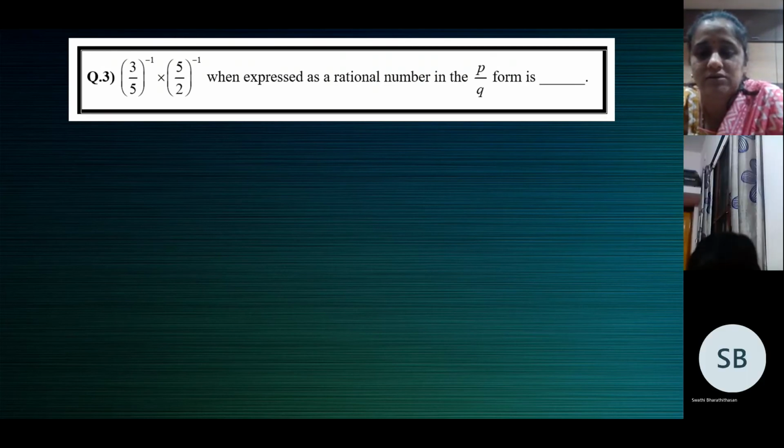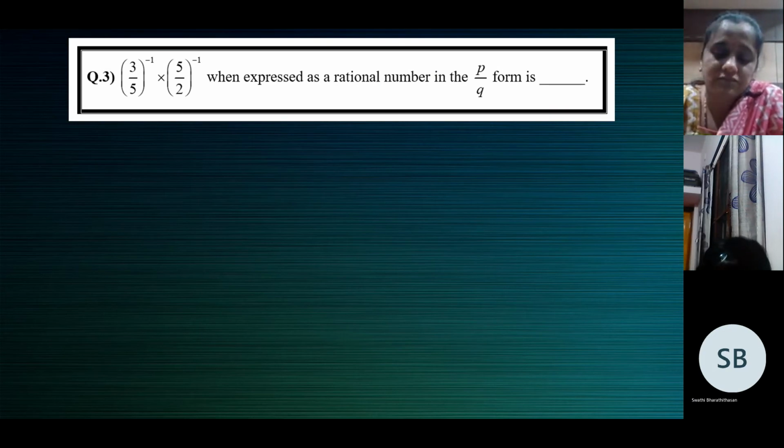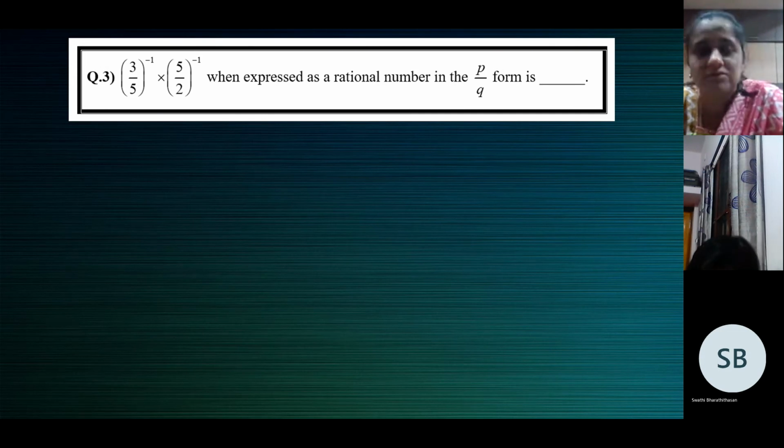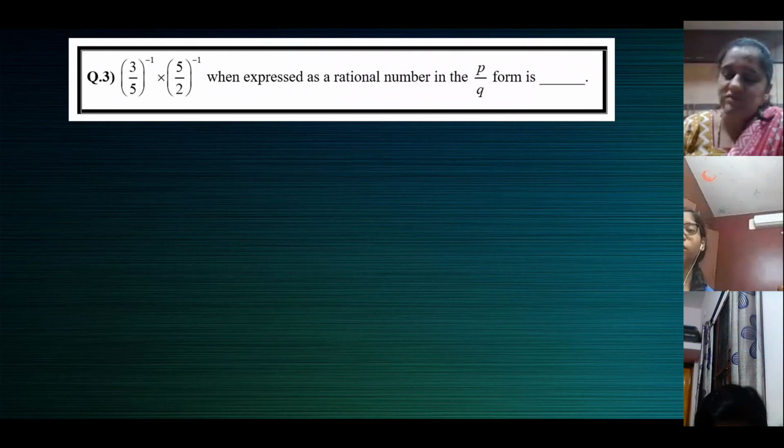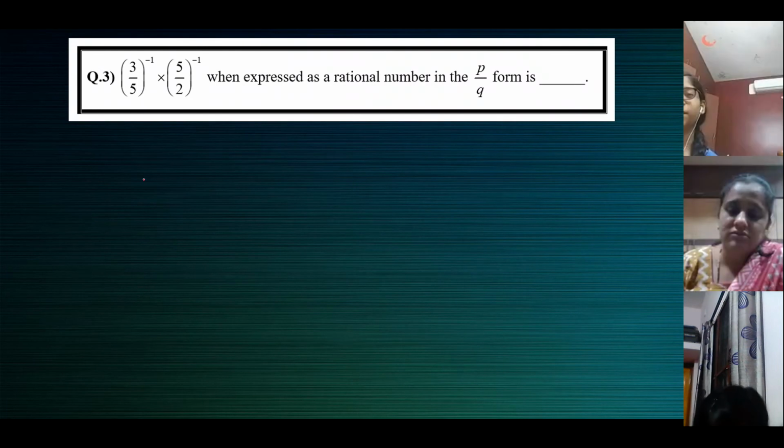Rational number. Yes, P by Q form. So is your answer in the P by Q form? Yes, ma'am, it is. Your answer may be right or wrong, that's okay. But it is in the P by Q form, integer by integer form. 3 is an integer, 2 is an integer. So 3 by 2. Okay. What's the answer? Ma'am, I got 2 by 3, ma'am.